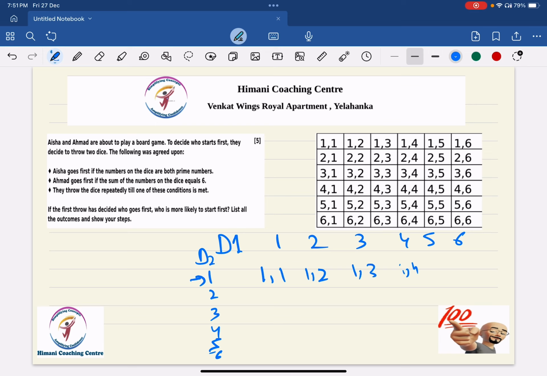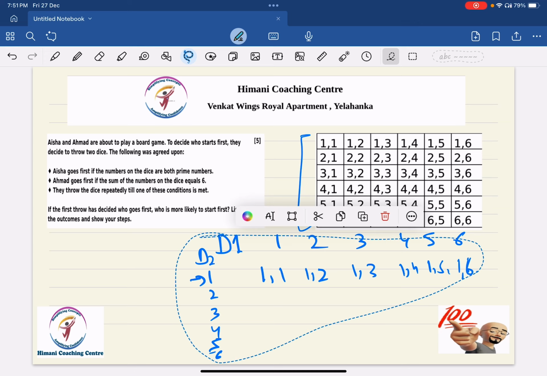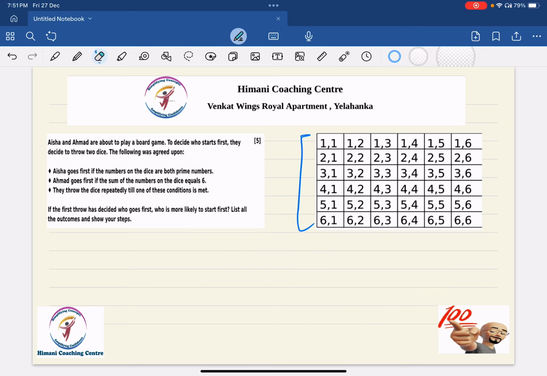So 1, 3, 1, 4, 1, 5, 1, 6. Like that you finish, so you will get this complete table, which I have kept from the previous question. But you are supposed to draw this, because this is a 5 marker question and they have asked you to show all the outcomes. So these are all the outcomes.